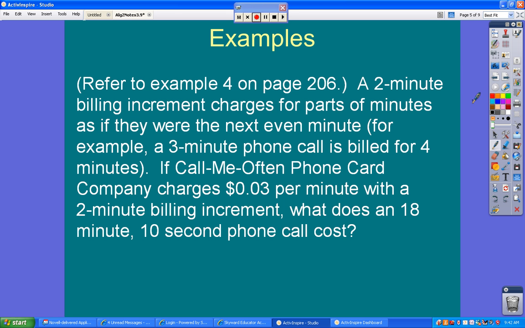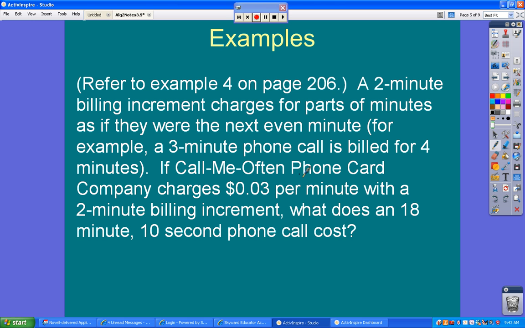Okay, refer to example 4 on page 206. On page 206, they are talking about a way that companies bill in cell phones or long distance companies, which that's the thing in the past for you guys. For you guys, it's all about cell phones now. But what happens is, for the specific company, that they'll have 2-minute billing increments. They don't recognize minutes as singles. They look at them in pairs, okay? So if it's a part of a minute, you round it up to the next even one. They do this so that they can charge you more money. Okay, so a 3-minute phone call, they would bill you for 4 minutes.